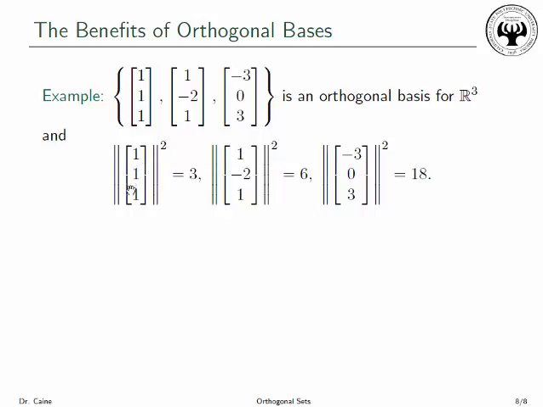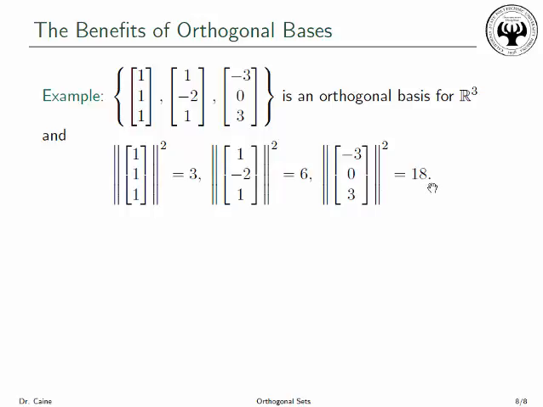So the dot product of 1, 1, 1 with itself is going to be 1 times 1 plus 1 times 1 plus 1 times 1, just the sum of the squares of those three numbers, which of course is 3. The norm squared of this vector is the sum of the squares of its components, which is 1 plus 4 plus 1, which is 6. And then the norm squared of this is the sum of the squares of its components, which is 9 plus 0 plus 9, which makes 18.